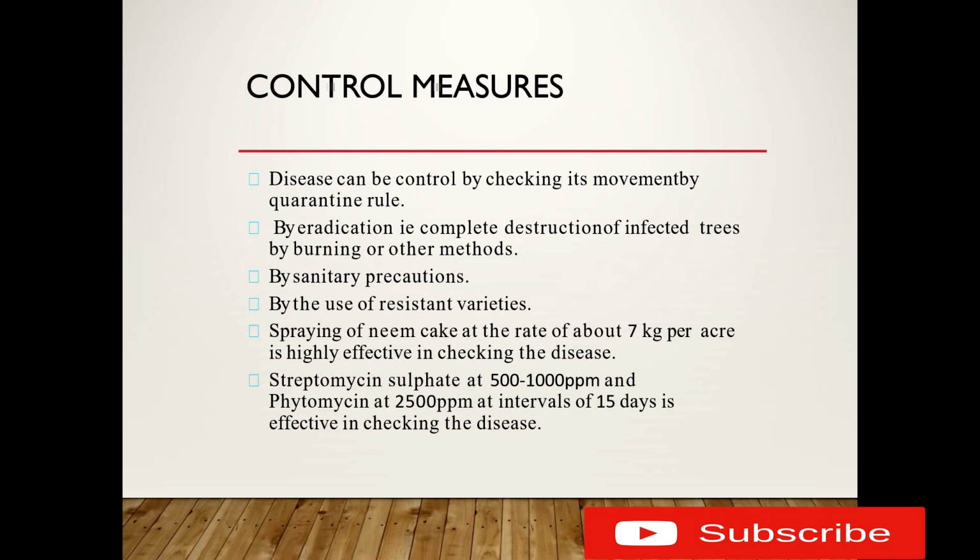So that is about the disease citrus canker. Citrus canker is caused by the bacterium Pseudomonas citri. So these are the symptoms, their etiology, and the control measures. So that's about citrus canker.